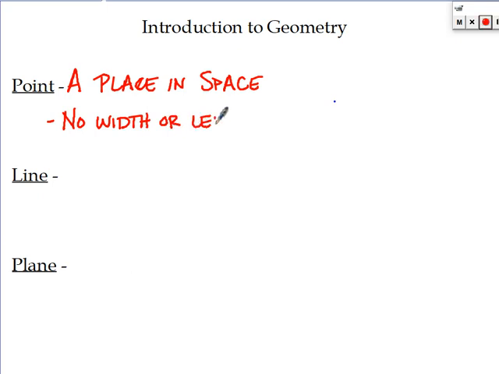I'm sorry, my board's a little slow, so I have to write slow. But it has no width or length. But we will put a dot there to show where the point goes. So if I have point A, and you should always know that they're always labeled with a capital letter.